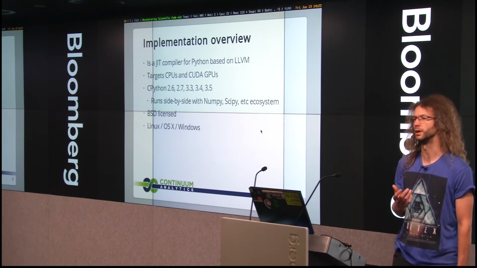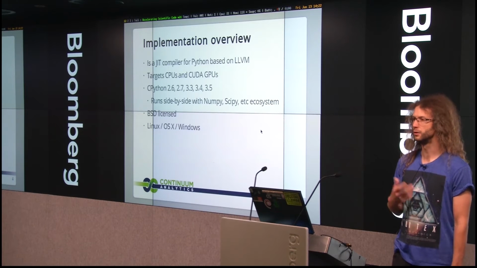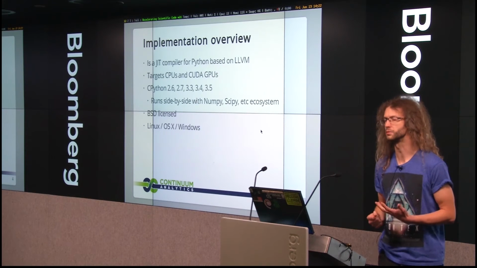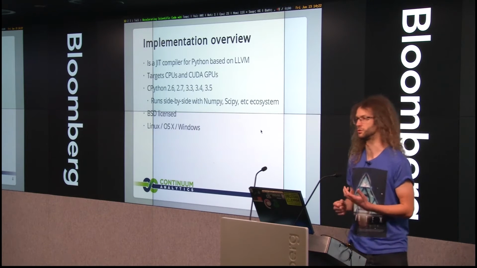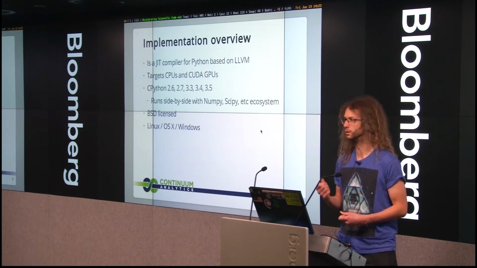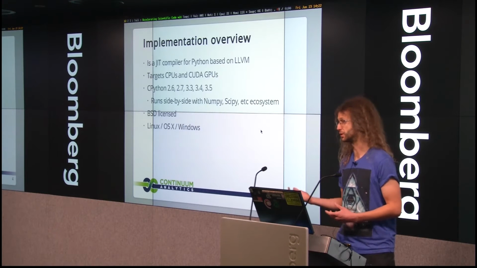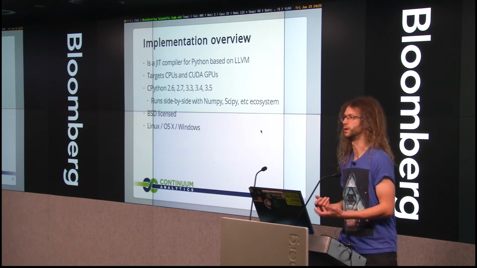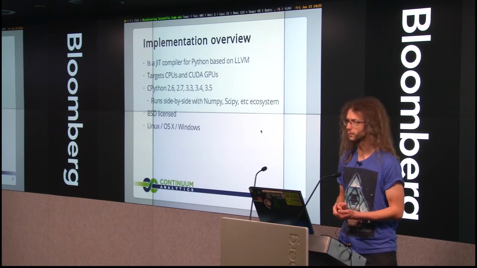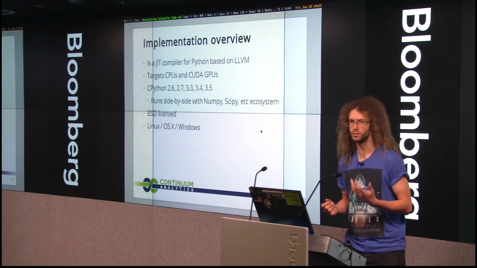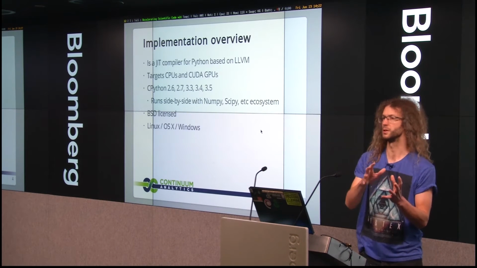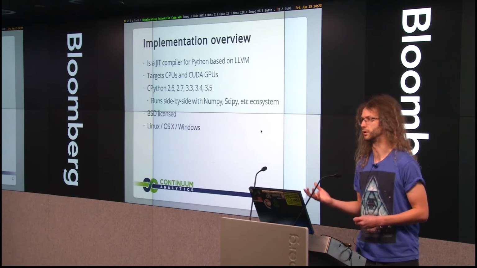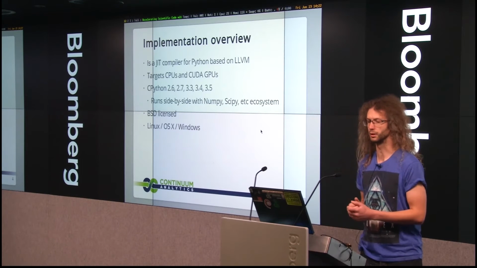So these are some of the practical details of the implementation of Numba. It's a just-in-time compiler based on LLVM, which is the low-level virtual machine. The reason we decided to use that is because it's a fairly mature tool chain. It's got a lot of inbuilt optimizations. There's a lot of different other people using it in their compilation tool chains. And it's cross-platform. So using that allows us to focus on the specific aspects of compiling Python rather than doing lots of low-level compiler work.